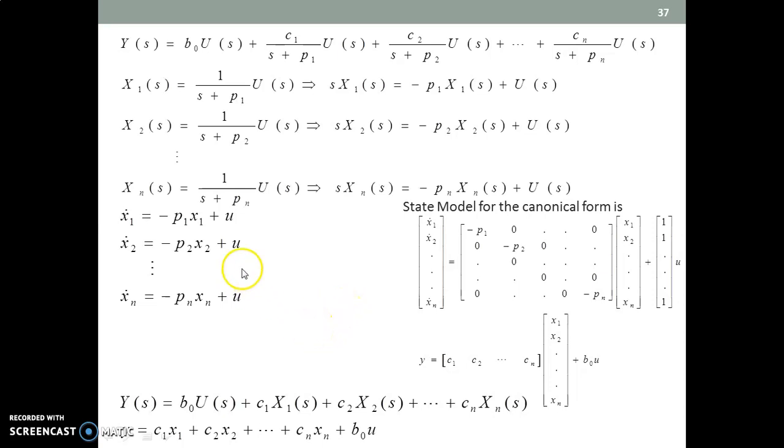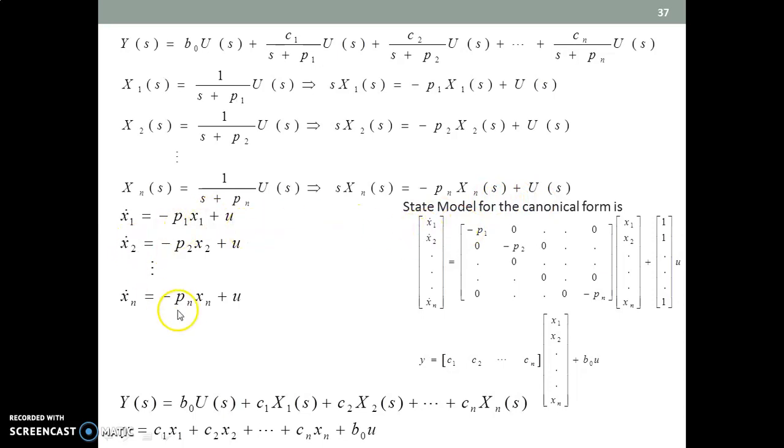Okay, just you see here, x1 dot equal to minus p1 x1 plus u. There is no other term x2, x3 and so on, xn. All coefficients are 0 here, right? So x1 dot equal to minus p1 into x1 plus remaining all zeros: 0 into x2 plus 0 into x3 and so on, plus 1 into u. That is your first expression.